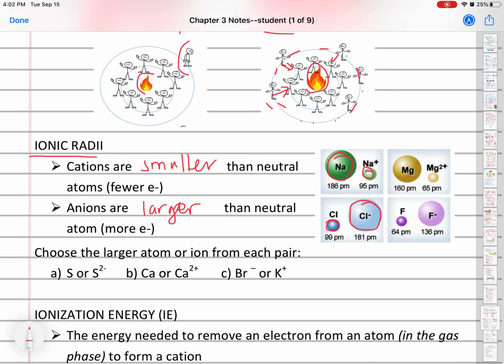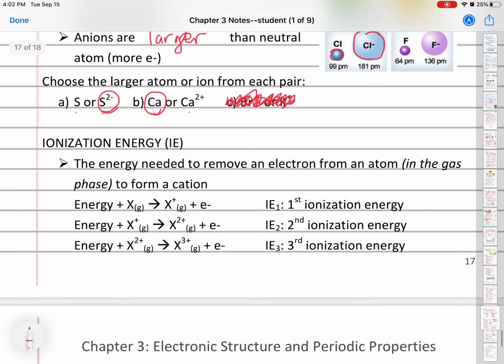All right, so quick question here for you. Choose the larger atom or ion from each pair. So we've got sulfur and a sulfur anion. Anions are always larger than their counterparts. Calcium and its cation. All right, cations are always smaller. So the atom in this case is going to be the larger one. And then this one is kind of a confusing problem, and I'm just going to erase it. Kind of hard to compare two ions of two different charges because it's hard to predict.